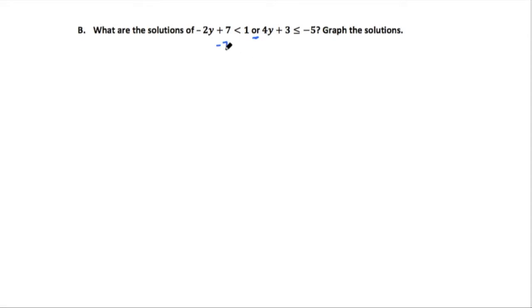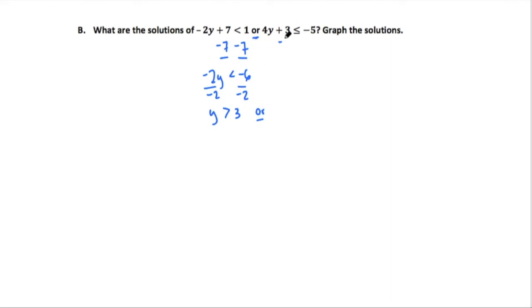So I'm going to go ahead and subtract 7 from the left inequality on both sides, and I'm left with -2y is less than -6. I'll go ahead and divide both sides by -2. When I divide by a negative number, I'm going to flip the direction of the inequality, so it is y is greater than 3. Great. I'm going to go ahead and write the word or right here, just so I don't forget when I get to solve the next one.